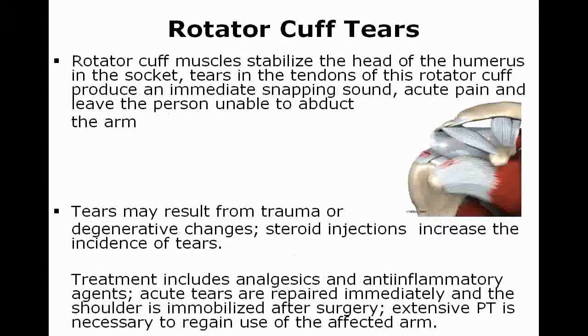And then rotator cuff tears. Rotator cuff muscles stabilize the head of the humerus in the socket. Tears in the tendons of this rotator cuff produce an immediate snapping sound. It's like the person knows when they've done this, and they have acute pain, and then they're unable to lift their arm, unable to abduct the arm. The tears may result from trauma, an immediate trauma there. More likely they're going to result from some cumulative trauma or degenerative changes of that shoulder.